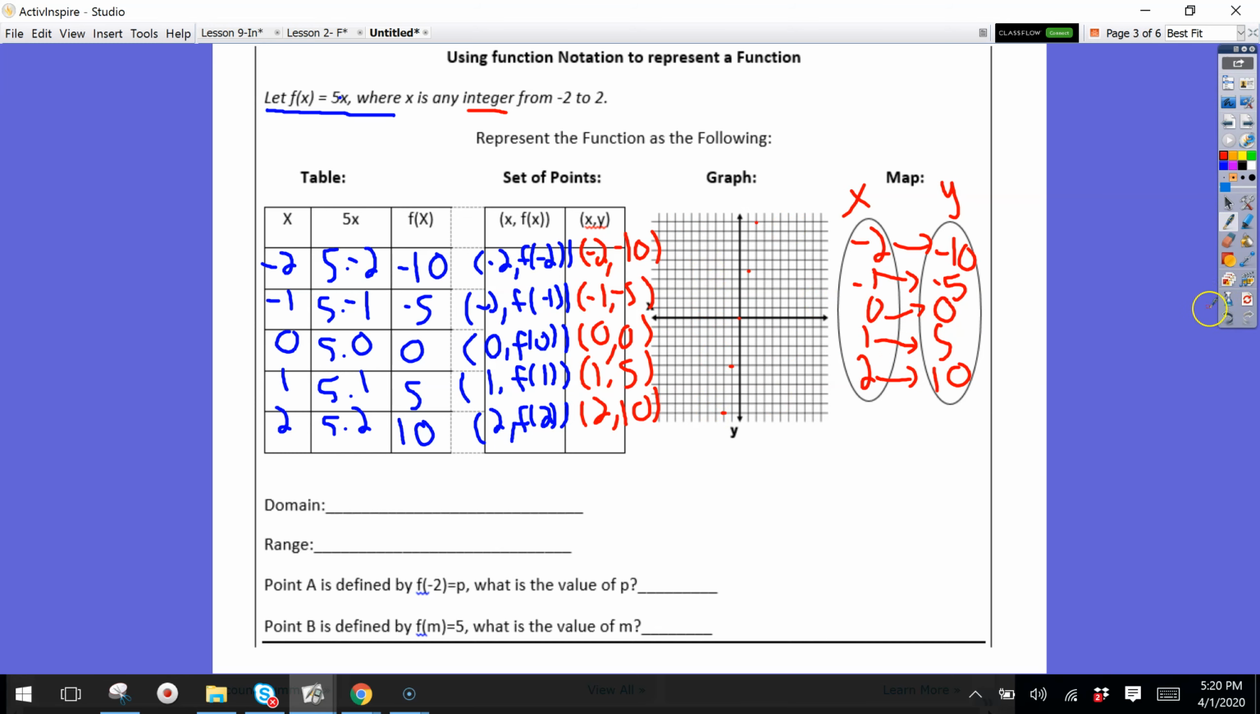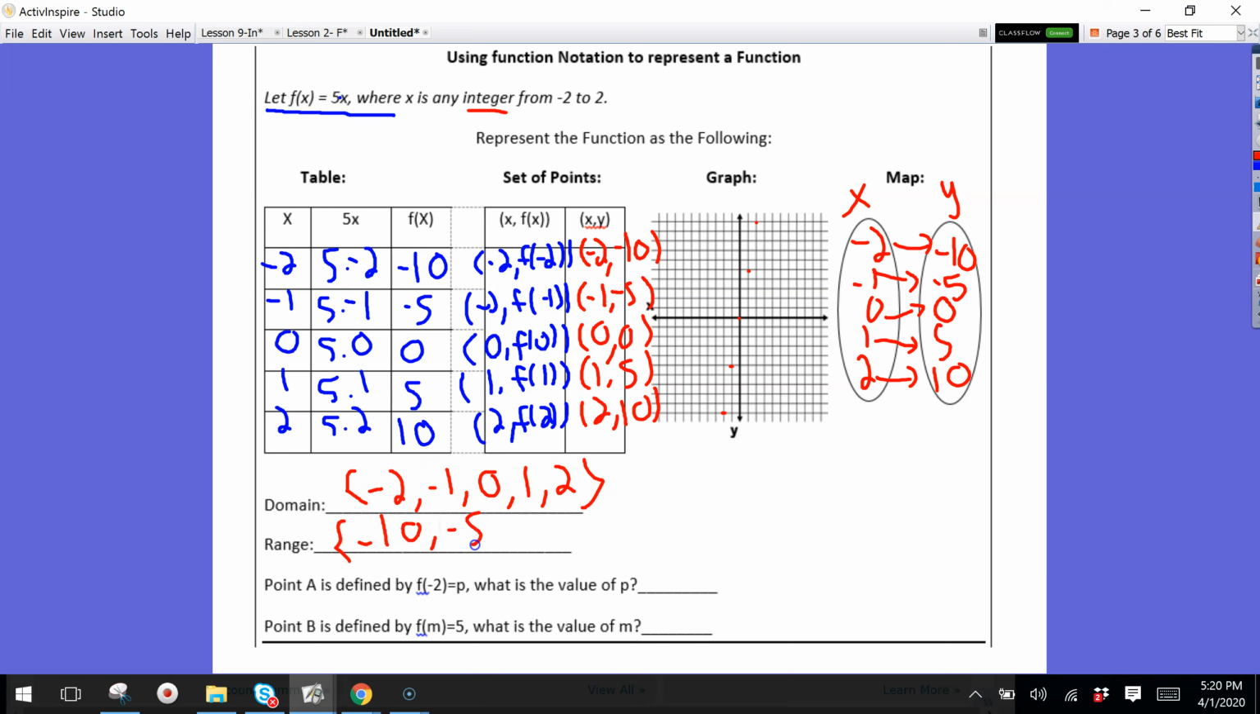So this obviously again is a function, right? Because none of the x's repeat here, and every x goes exactly to 1 y. My domain is my set of x's. It's -2, -1, 0, 1, and 2. My range is -10, -5, 0, 5, and 10. And now this is the key point where we want to get to.